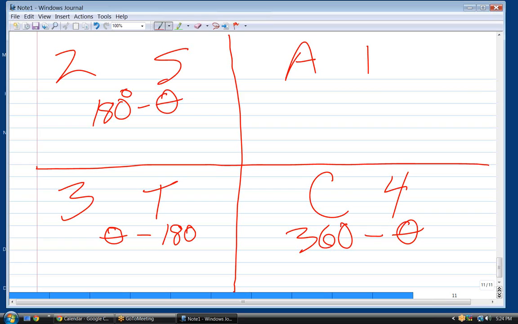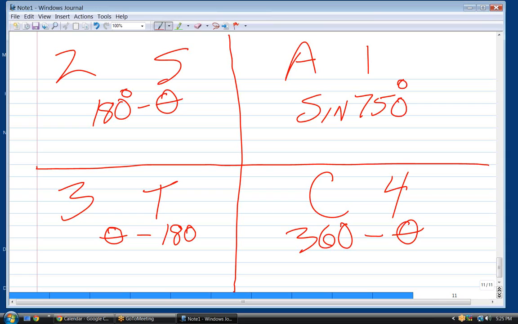Okay. Yeah, that's a lot easier than memorizing this whole unit circle. What's the sine of 750 degrees equal to? 750.